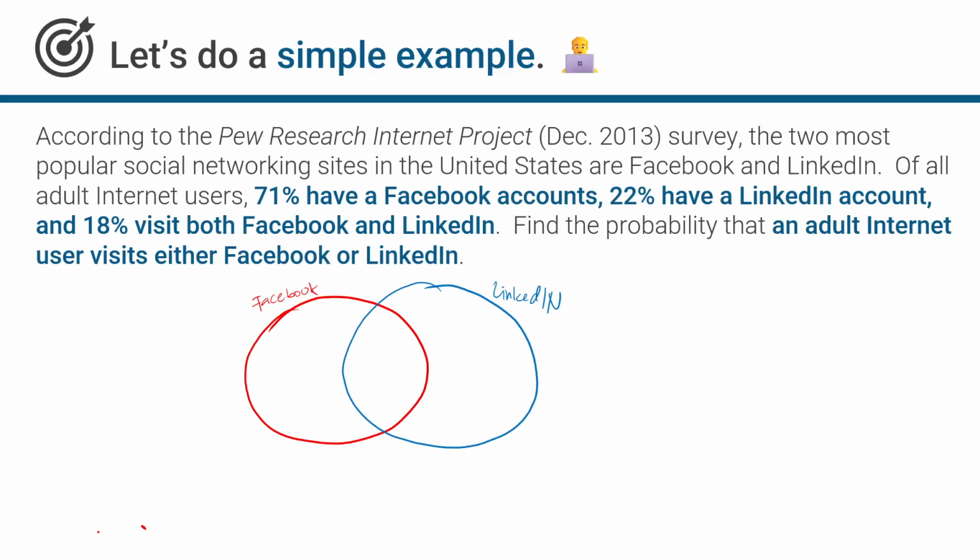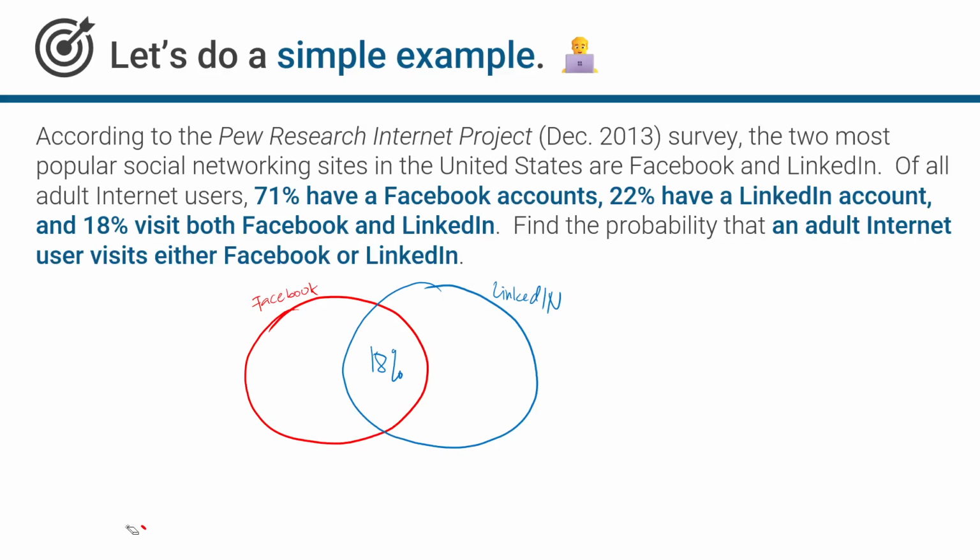The first thing that you need to do is to get how many percent are they for both. So let's say 18% here. Next, from the 18%, let's start with Facebook first. We know that in Facebook, they have a total of 71%.